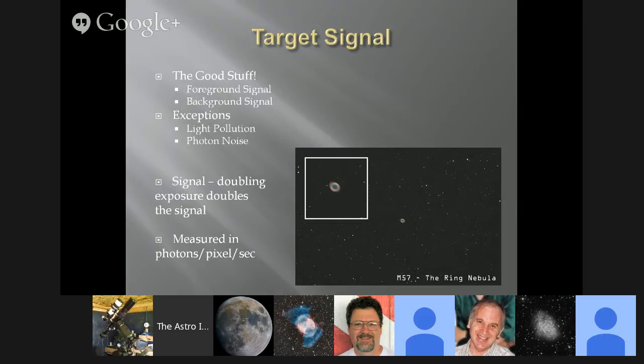But for all our purposes, target signal is relatively simple. You double the exposure, doubling the exposure doubles the signal. It's that simple. And we measure the signal, whether it comes from the foreground or background, in photons per pixel per second. And keep in mind, in this ring nebula, the photons per pixel per second in the area of the ring is going to be greater than that of the background. And that is basically target signal. Target signal, I think, is relatively easy to understand.